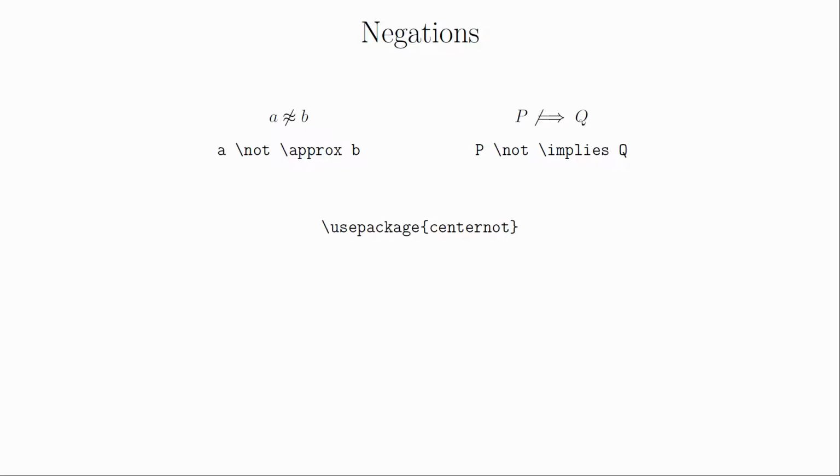To correct this, you can use the centernot package and the \centernot command. This package calculates the horizontal size of the object that you're negating and draws the slash accordingly. This will work for negating most single character symbols. For a course in number theory, you will run into modular arithmetic.